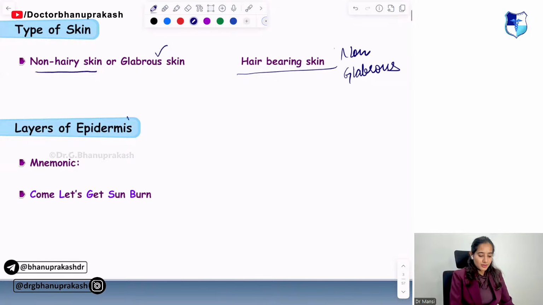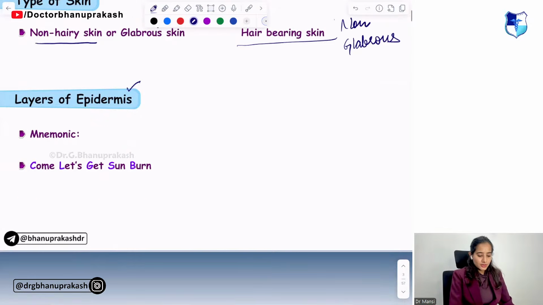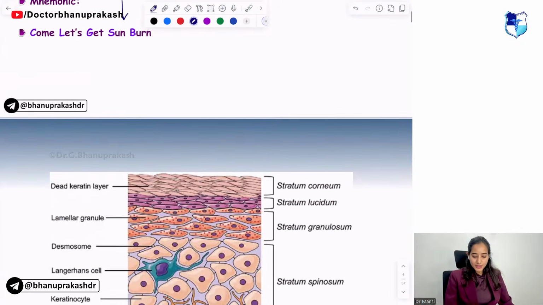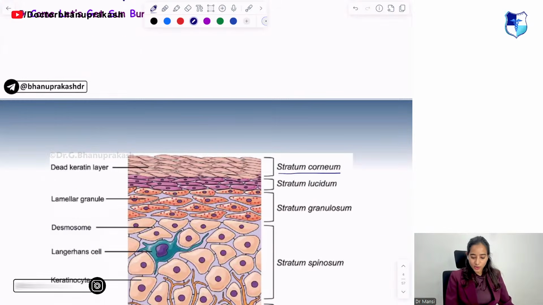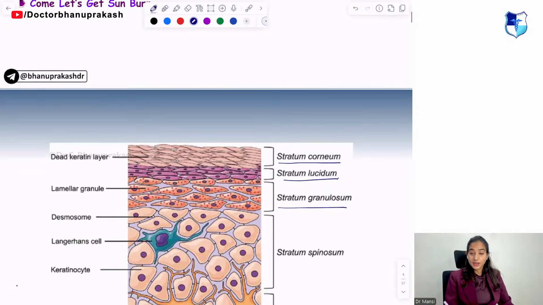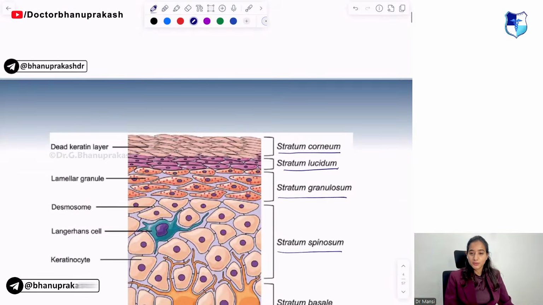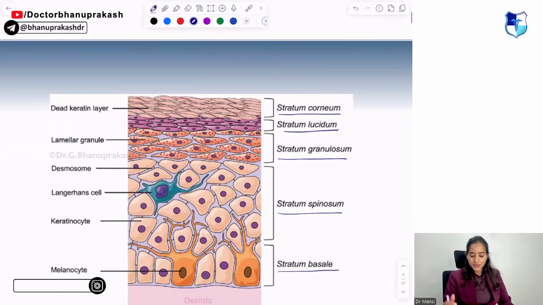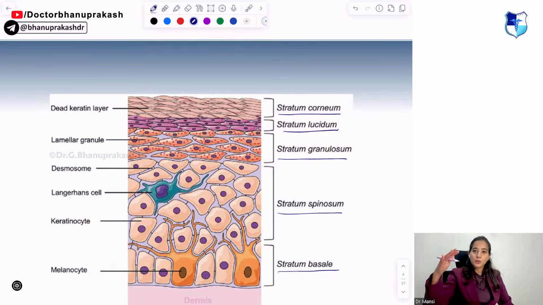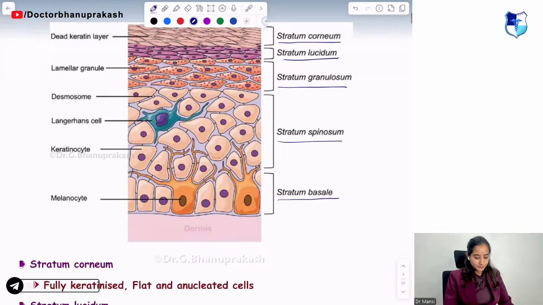Then for the layers of the epidermis, there's a famous mnemonic: Come, Let's Get Sunburn. With Come, it's stratum corneum. Then we have stratum lucidum with Let's, and stratum granulosum. Then the next is stratum spinosum. And the last one is stratum basale. So this is the order of the layers of the epidermis from top to bottom.